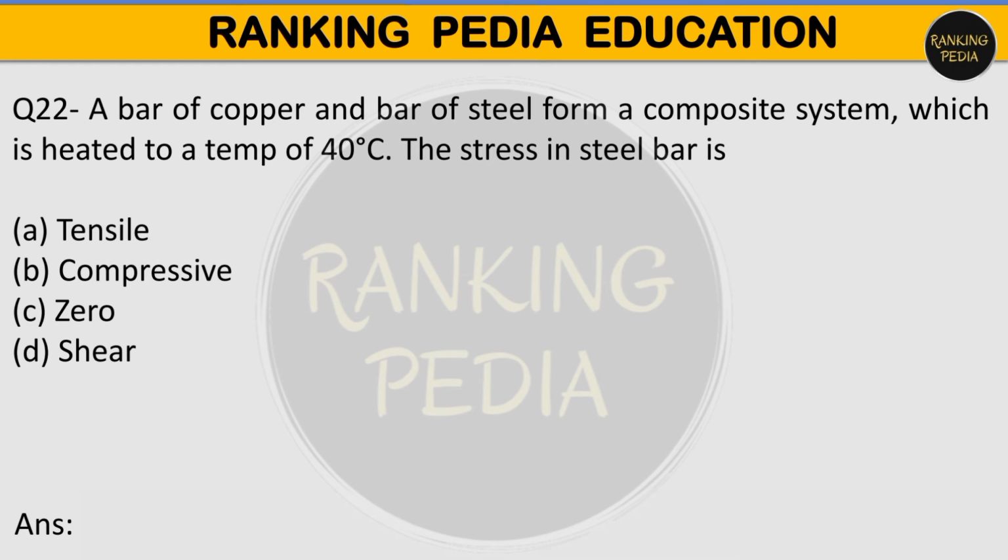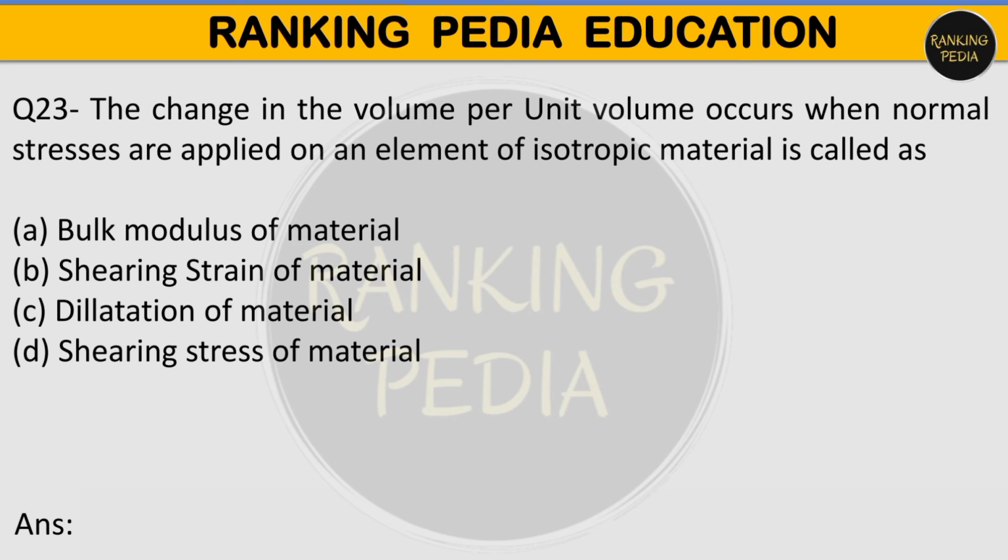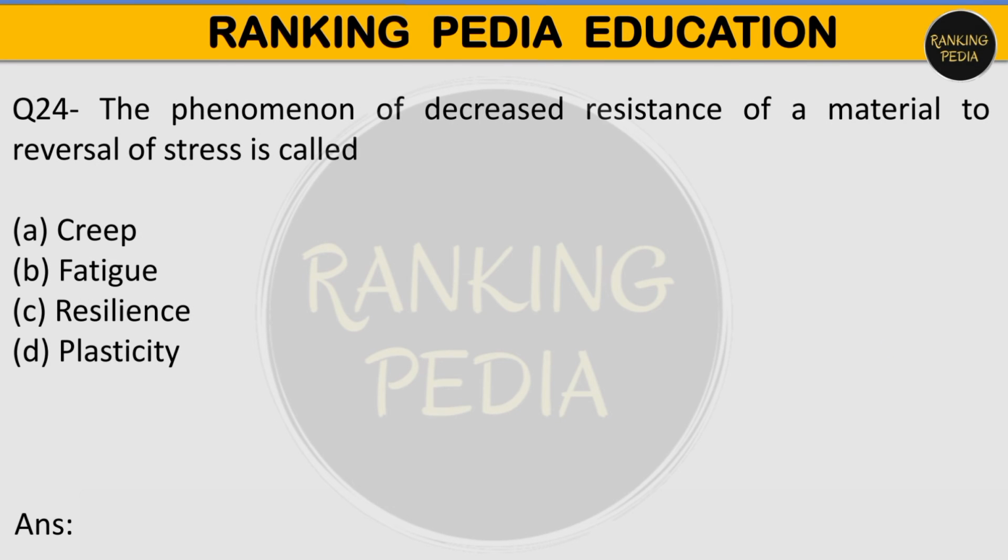Next question is, the change in the volume per unit volume that occurs when normal stresses are applied on an element of isotropic material is called. So that is your dilatation of material. Option number C is correct. Next question is, the phenomenon of decreased resistance of a material to reversal of stress is called fatigue. Option number B is correct.